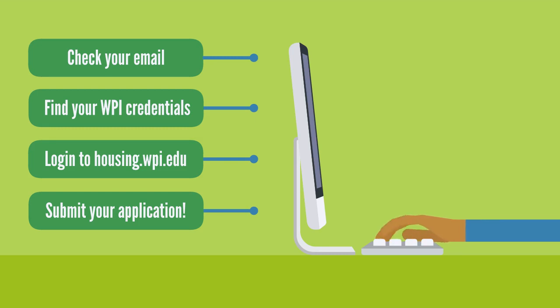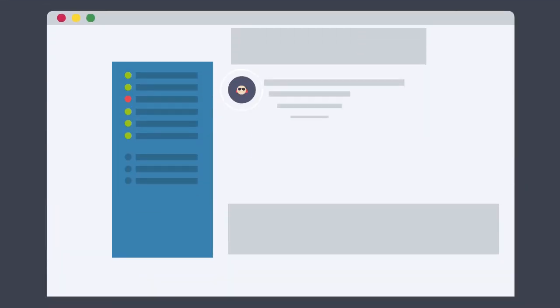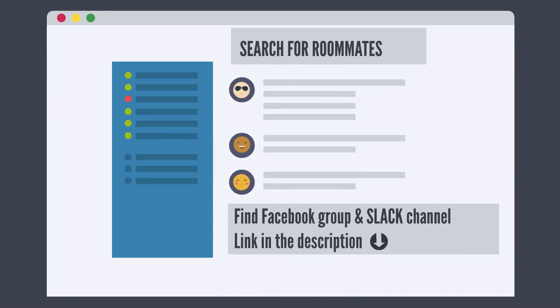Then log into the housing portal at housing.wpi.edu. You will need your WPI student ID number and your password. Join the class Facebook group and/or Slack channel to meet your classmates and find people who you want to room with. There is a link in the description of this video.